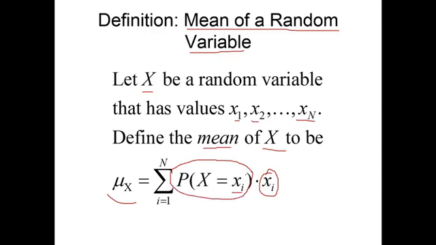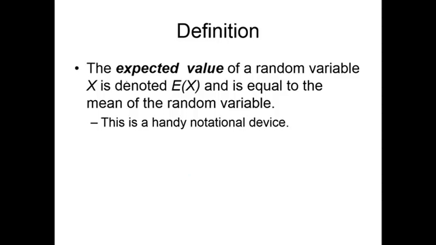The expected value of a random variable x is denoted by E(x), and it is equal to the mean of the random variable. So it's just a handy notational device, a different word for the same thing.